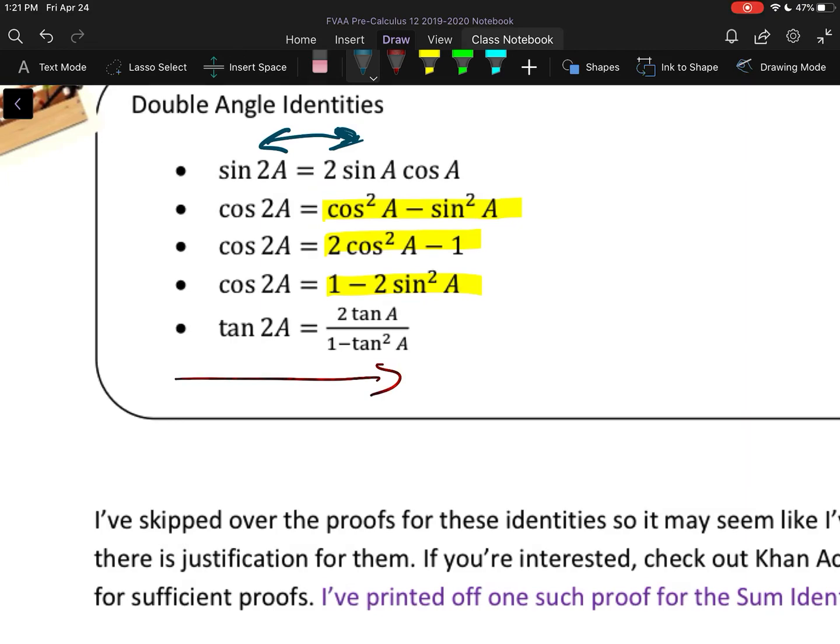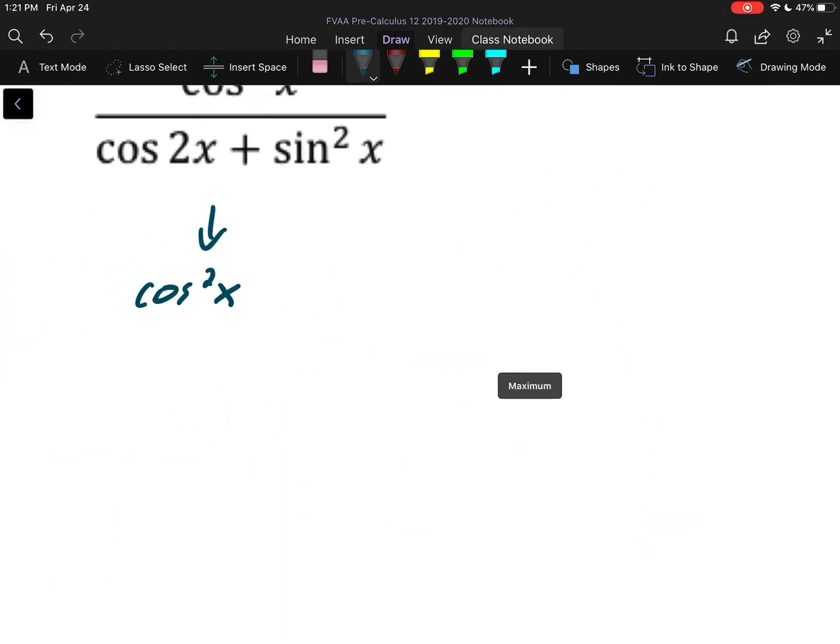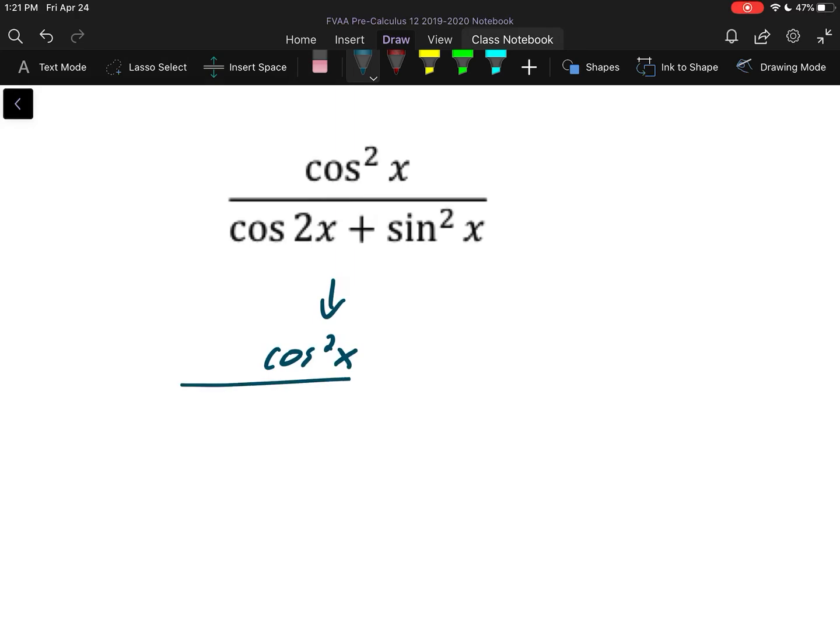And in this situation, I think I'm going to do this one for the bottom one because I have minus sine squared or a plus sine squared in it, and so I think those might cancel out well. So let's give that a shot. In my denominator, I'm going to substitute cos squared x minus sine squared x, bracket, plus sine squared x.